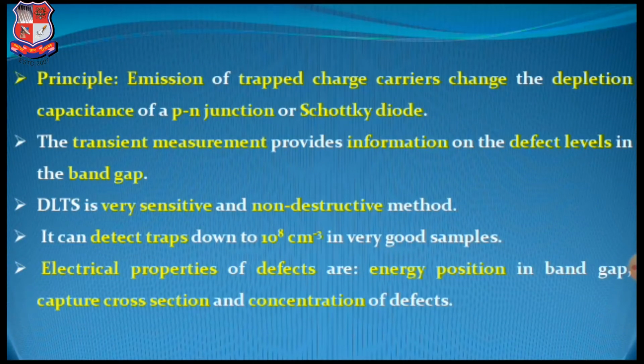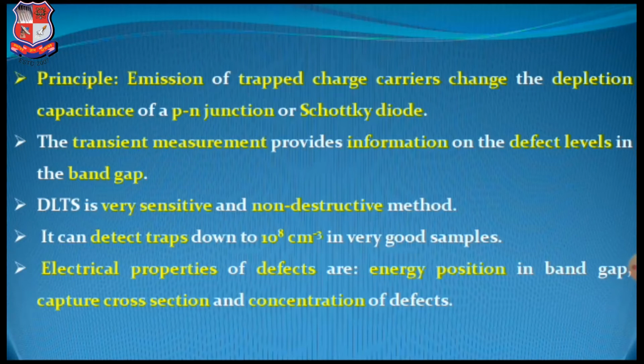The principle on which the DLTS method is working is the emission of trapped charge carriers which change the depletion capacitance of a PN junction, or we can say a Schottky diode. So basically when the trapped charge carriers will be emitted, and as I told you, the spectroscopy is nothing but the interaction of material and electromagnetic radiation. So the information coming out from the trapped charge carriers and the depletion capacitance will be helpful to determine at what point and at what layer there is a defect inside the semiconductor.